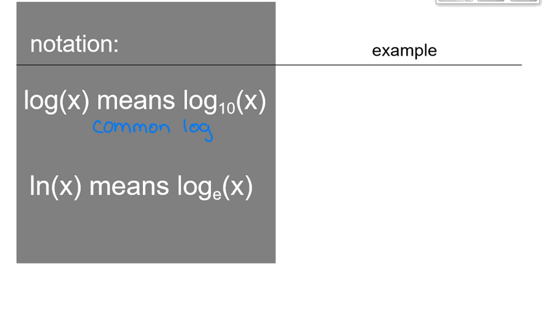So an example is if I see log of 1,000, I should think that it's saying log base 10 of 1,000. So to figure that out, I ask myself, 10, the base here, invisible 10, 10 raised to what power would give me 1,000? It would have to be the third power. So 10 to the third power is 1,000.